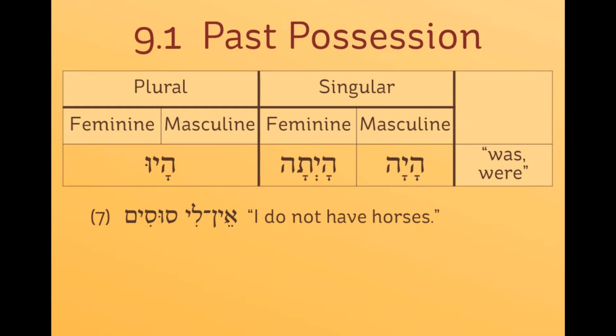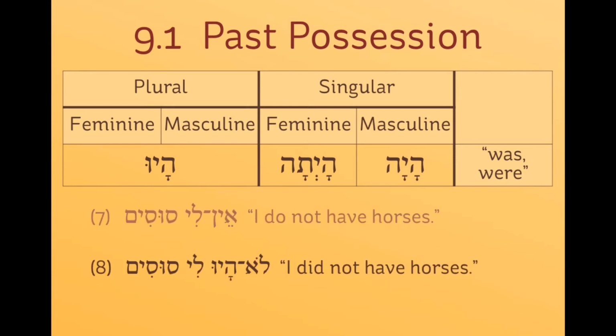Number 7 reminds you that if you negate a present tense statement of possession, that is a verbless clause, so you use ein. I do not have horses is ein li susim. Number 8 shows you that if you negate a past tense statement of possession, you're using a finite verb, haya, so you use lo, which negates finite verbs like katal and yiktol. Lo hayu li susim is how you say I did not have horses in Hebrew.